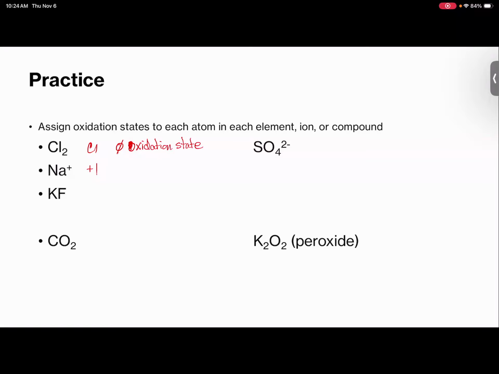KF. This is an ionic compound. When we deal with ionic compounds, the cation has the same oxidation state as its charge. Well, since potassium's a +1, that means its oxidation state is a +1. Since fluoride is an anion in this case, again, the oxidation state is equal to the charge, so it's a -1.